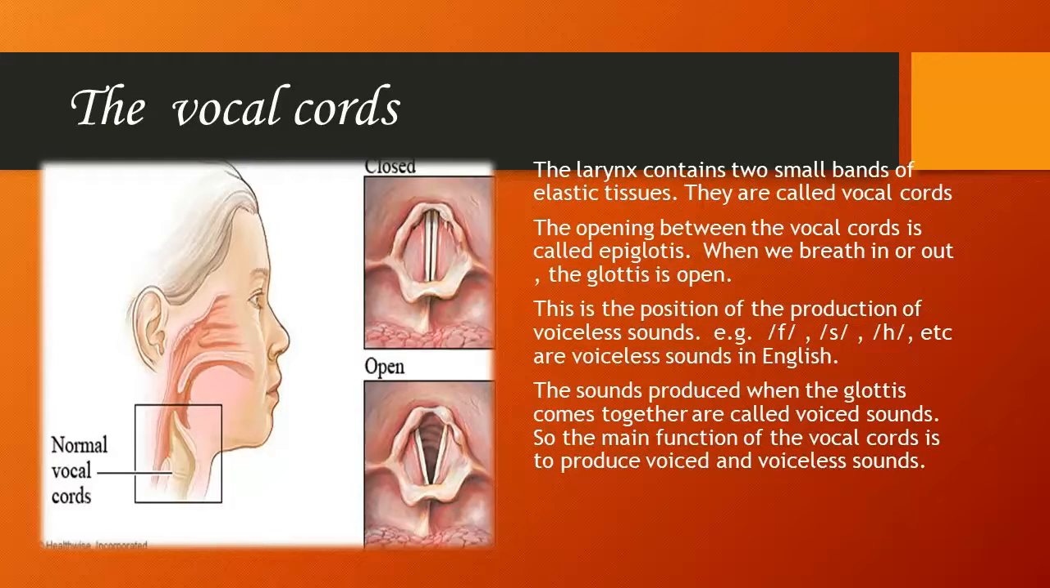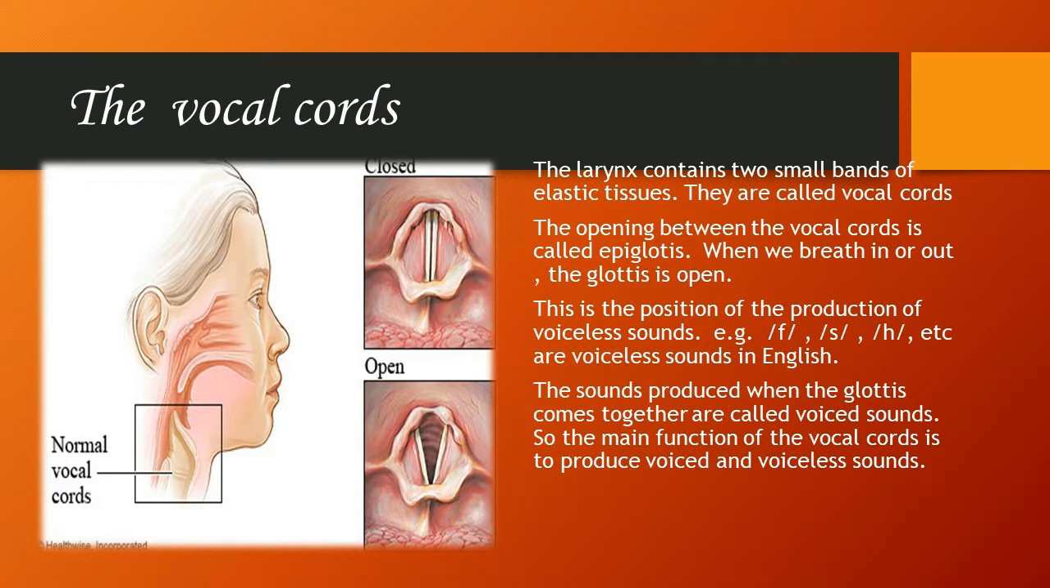The vocal cords. The larynx contains two small bands of elastic tissue. They are called vocal cords. The opening between the vocal cords is called the glottis. When we breathe in or out, the glottis is open. This is the position for the production of voiceless sounds.